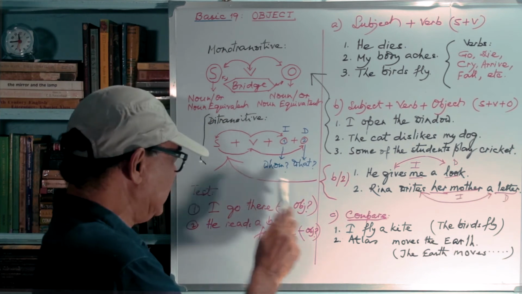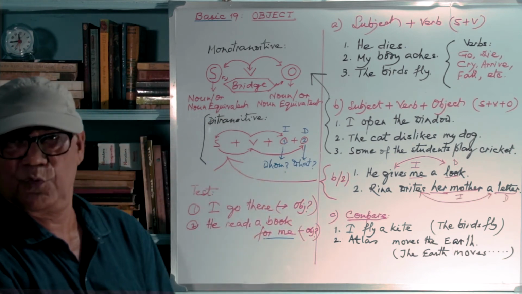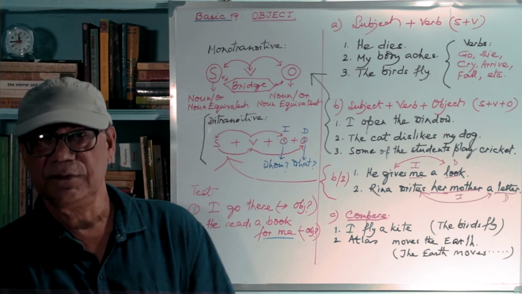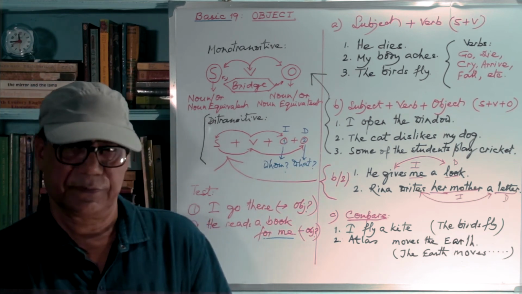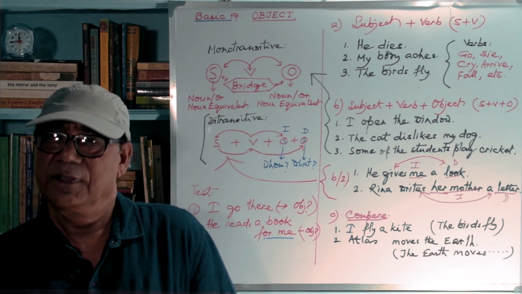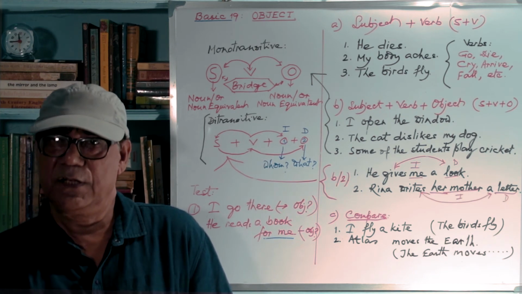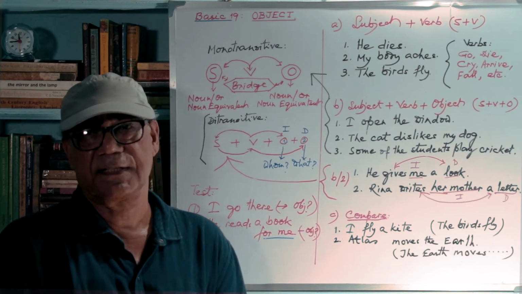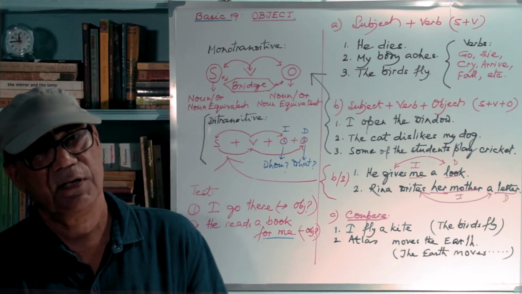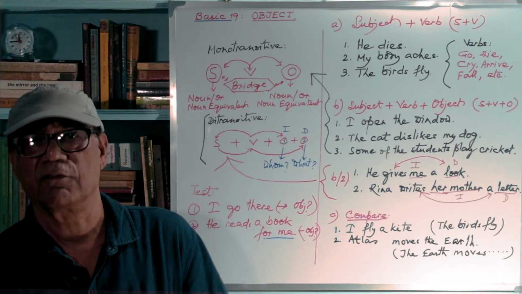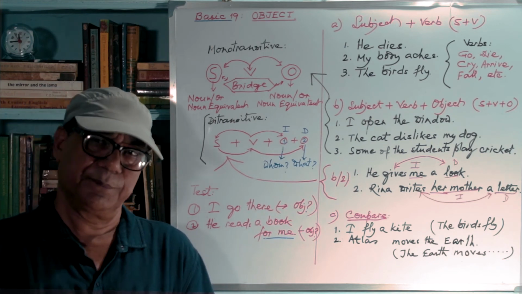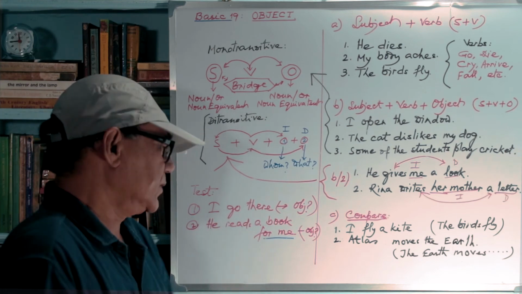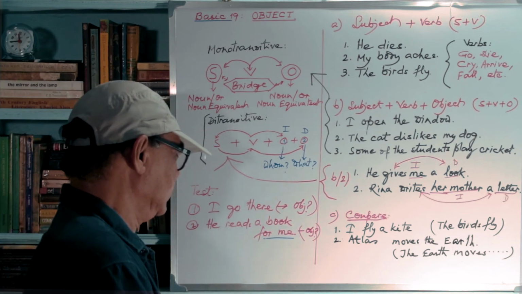Now we have a little test if you feel comfortable. I go there. Is there any object here? I go there. There. That word actually it looks like an object, sometimes misguiding. But in fact this is not an object because there is neither noun nor pronoun. It is adverb. And adverb cannot be an object.